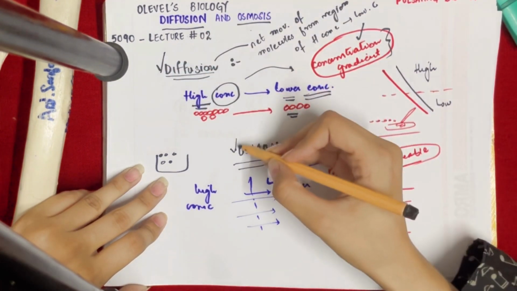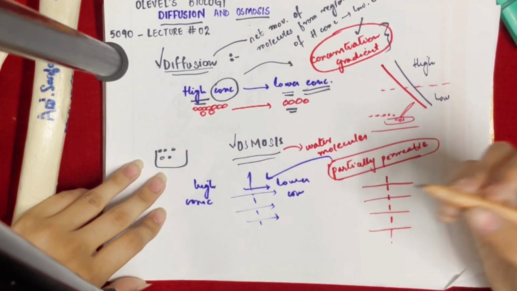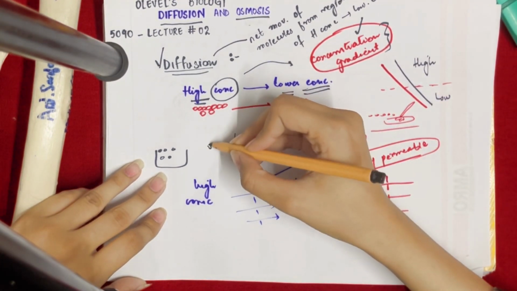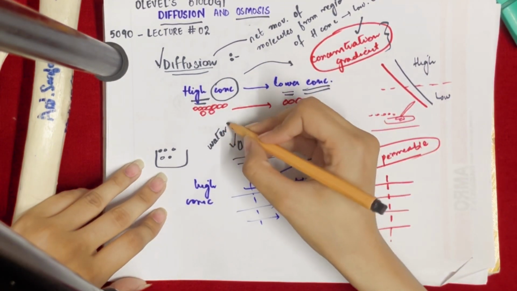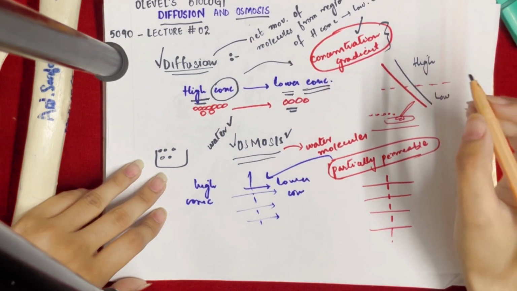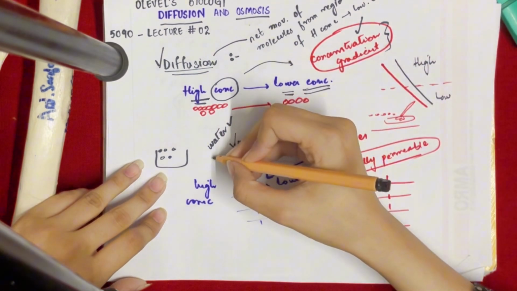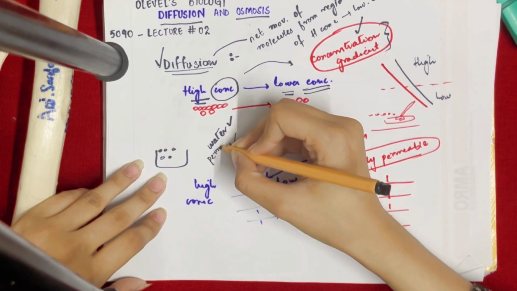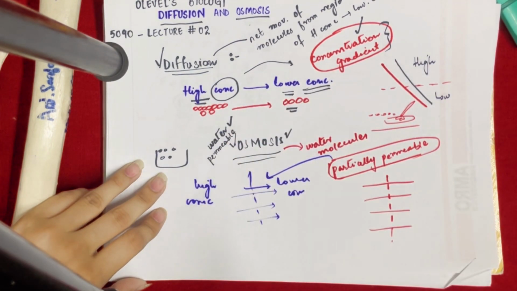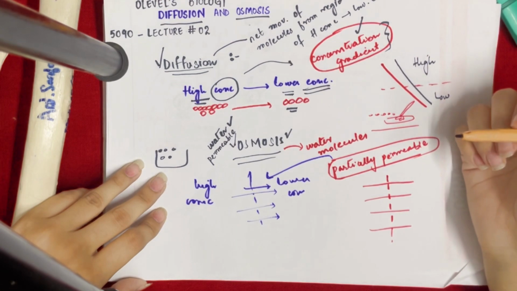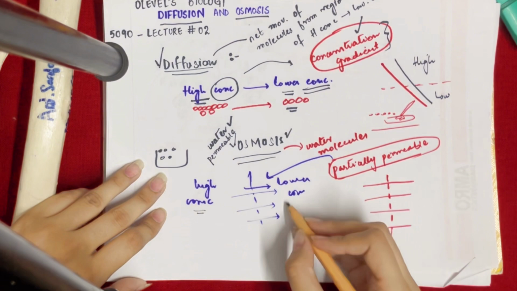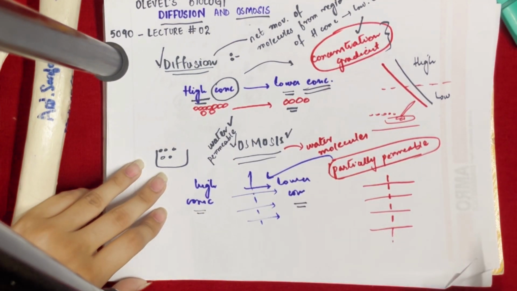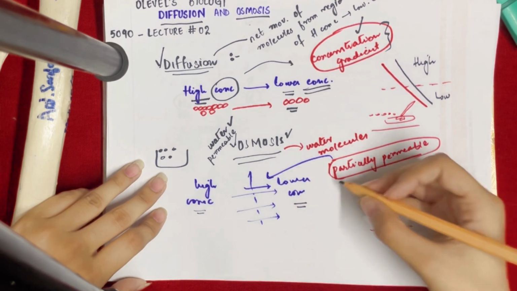Let's discuss osmosis. Osmosis is similar to diffusion, but it is the movement of water molecules. The two pointers that you need to learn about osmosis are that it is about water molecules, and that it passes through a partially permeable membrane. These two pointers differentiate osmosis from diffusion. It is similar when it comes to the movement of molecules from higher concentration to lower concentration, as in diffusion, but through a partially permeable membrane.